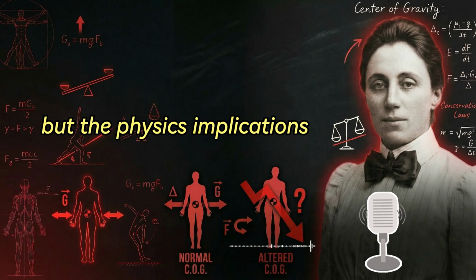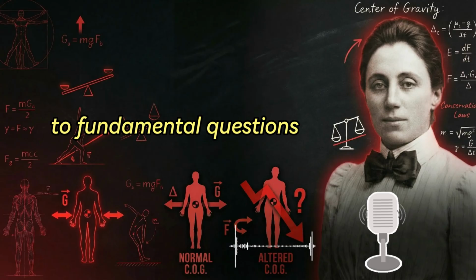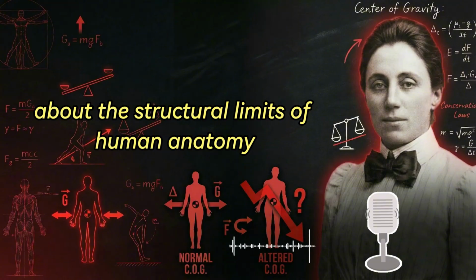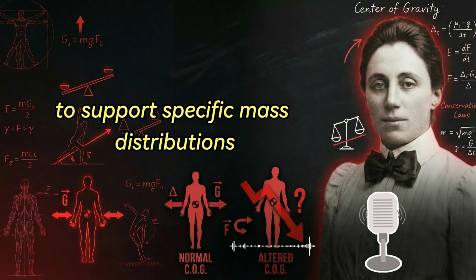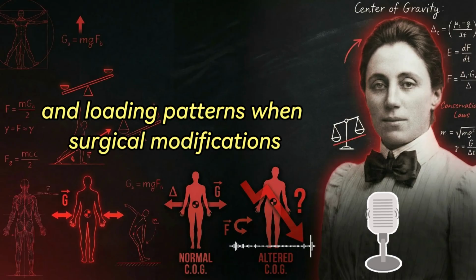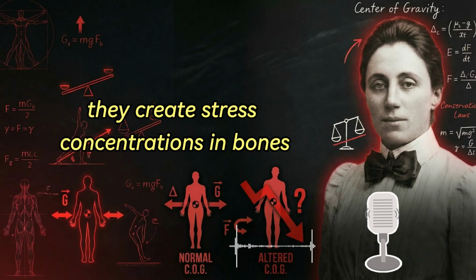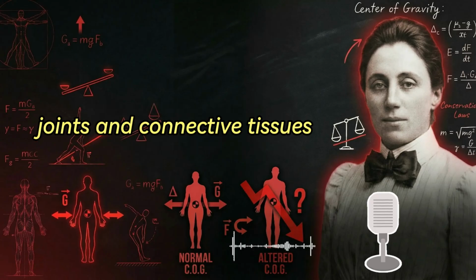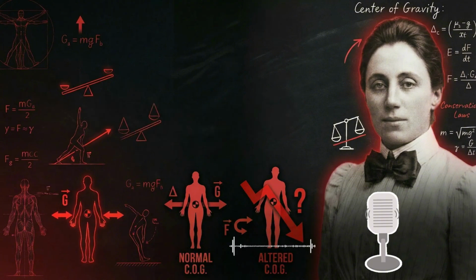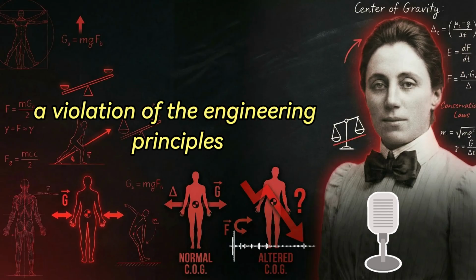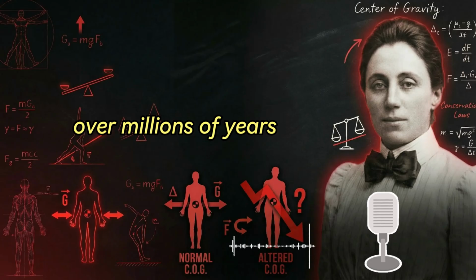But the physics implications extend beyond simple balance and movement mechanics to fundamental questions about the structural limits of human anatomy. The human skeletal system evolved to support specific mass distributions and loading patterns. When surgical modifications dramatically alter these distributions, they create stress concentrations in bones, joints, and connective tissues that weren't designed to handle the new loading conditions. This represents a violation of the engineering principles that guided human anatomical evolution over millions of years.